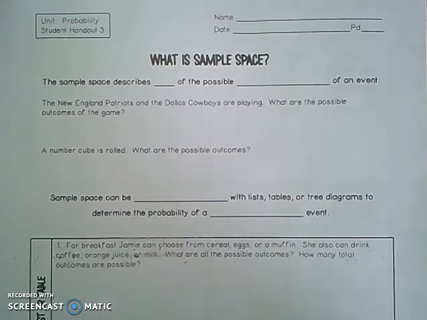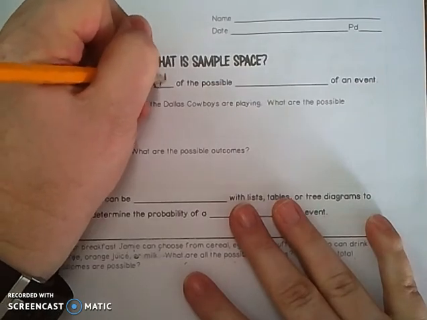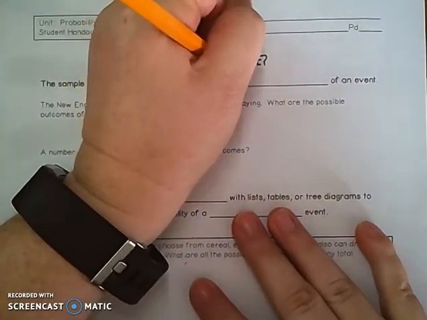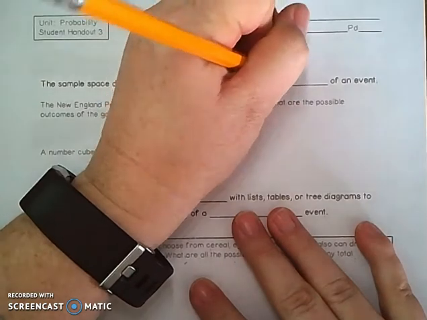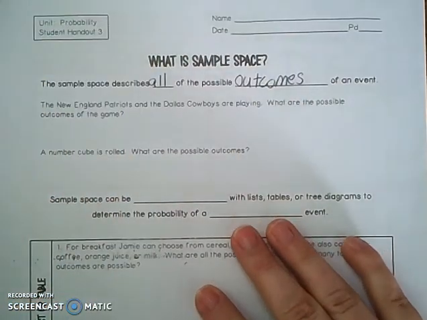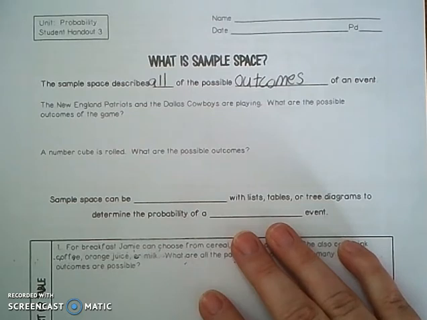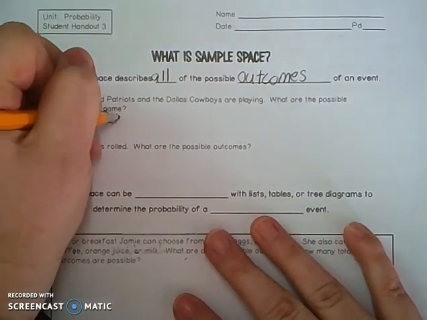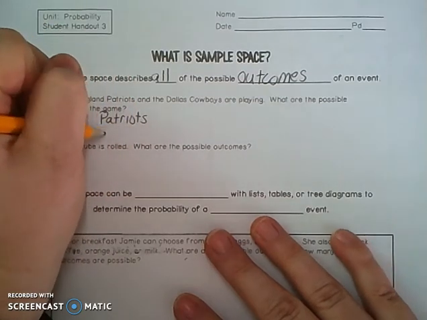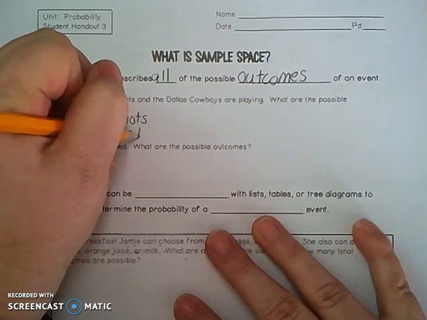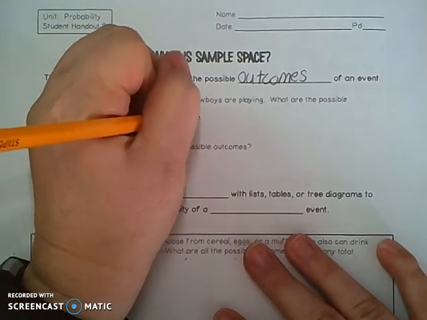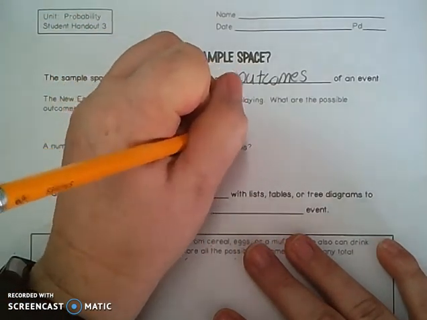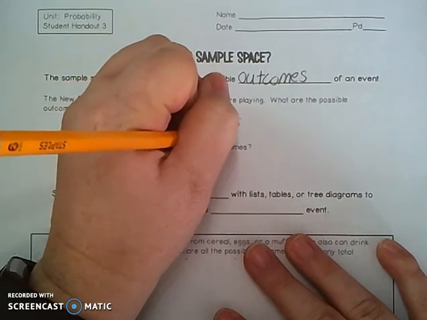So sample space describes all of the possible outcomes of an event. So the New England Patriots and the Dallas Cowboys are playing. What are the possible outcomes of the game? The Patriots can do what? They could win or they could lose. And the Cowboys could win or lose, right?